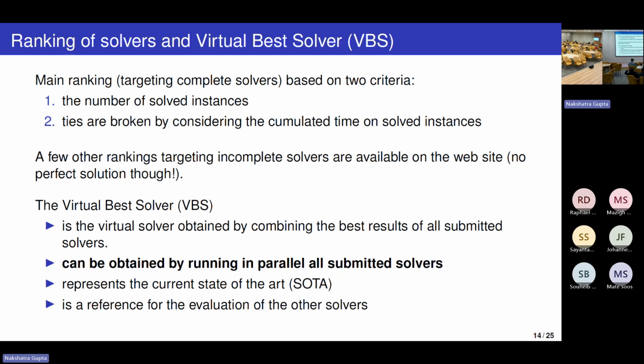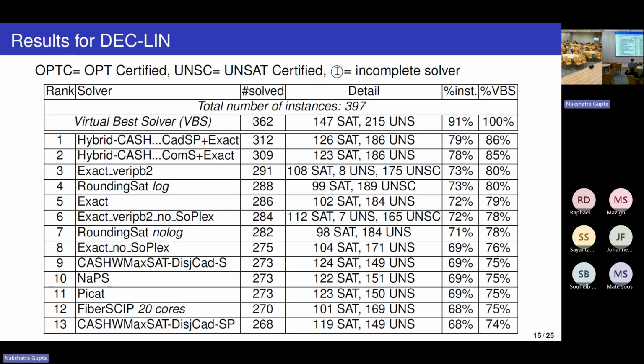Ranking by the number of solved instances, and then average, so it's the same as the maxed evaluation. And then the virtual best solver. All right, so for the decision problems, I believe the first place goes to a combination of a maxat solver and a pseudoboolean conflict-driven solver exact.